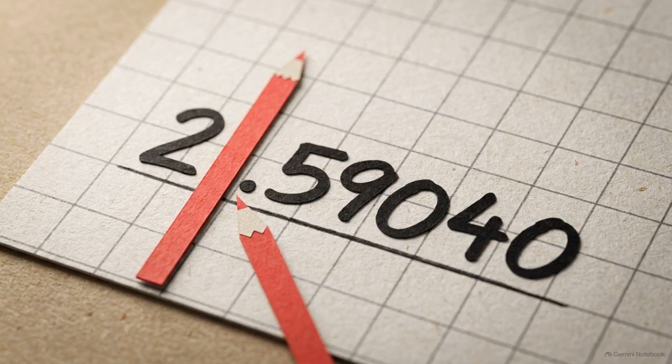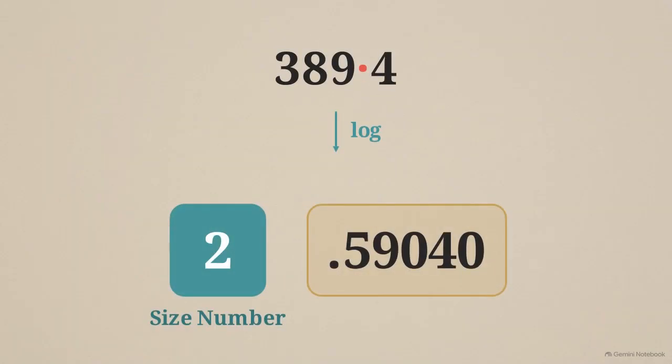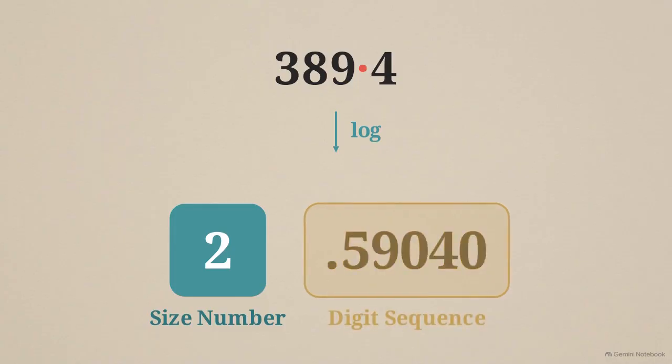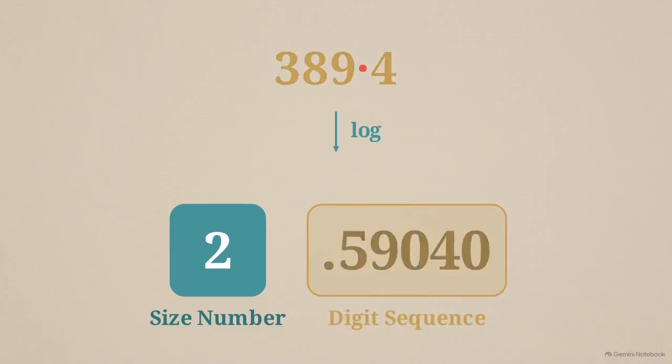If you give the translator an uneven number like 389.4, the answer comes out in two distinct pieces. The first piece is the size number. Since 300 is between 100 and 1000, its size factor is 2. This tells the translator roughly how big the number is. The second piece is the digit sequence. These decimal crumbs represent the specific order of the digits: 3, 8, 9, and 4.